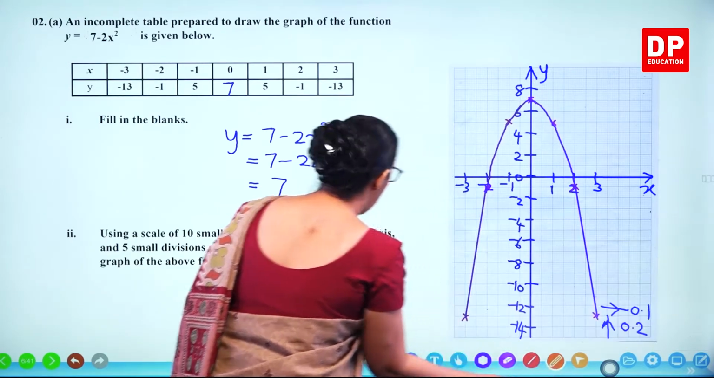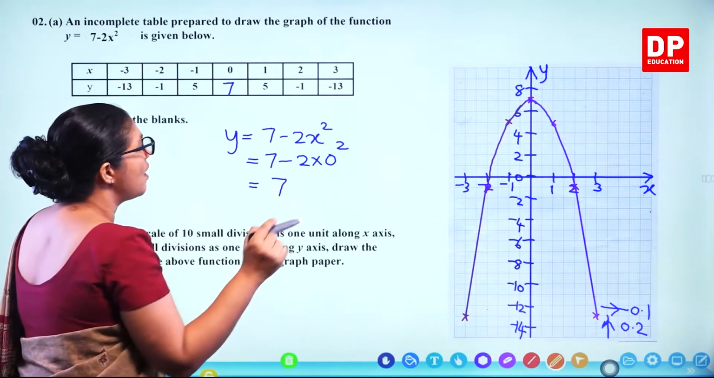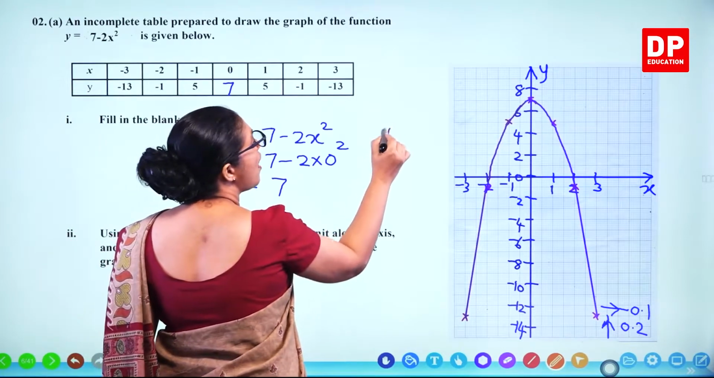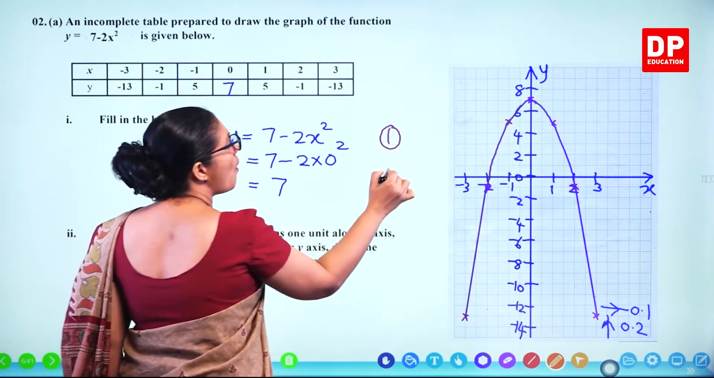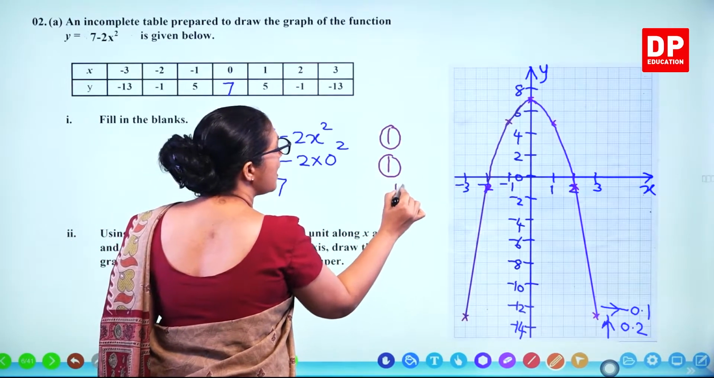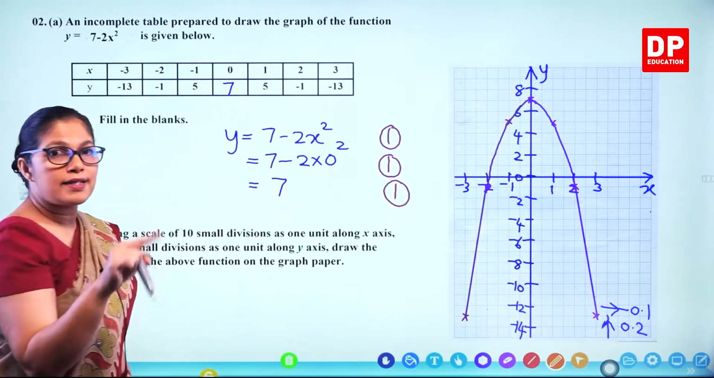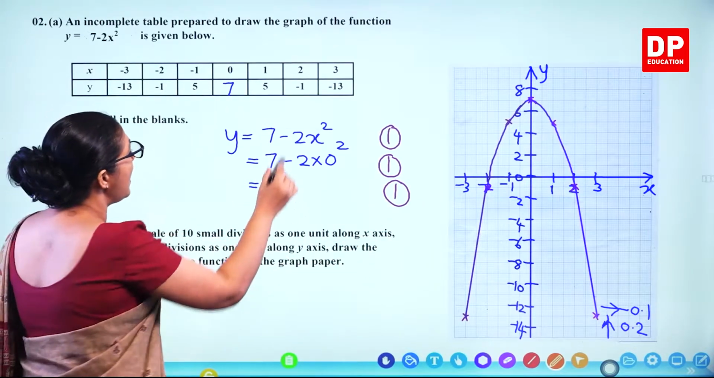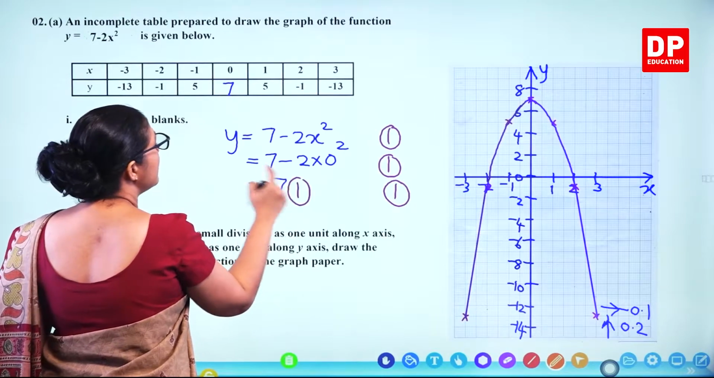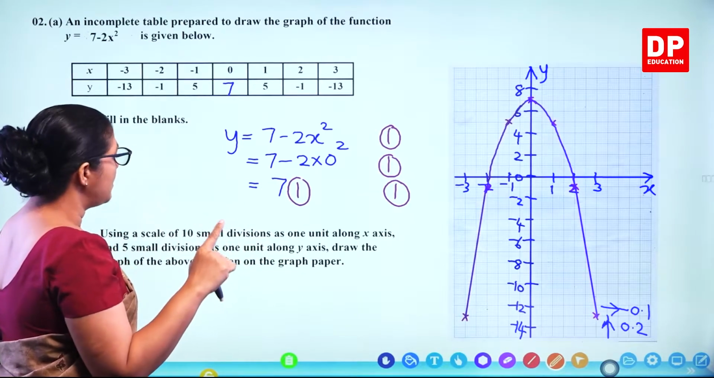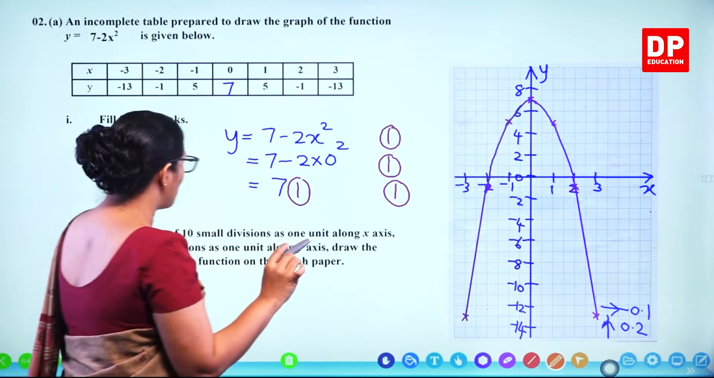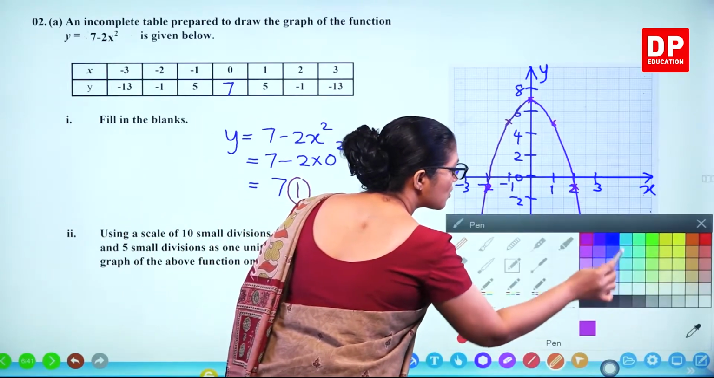Now we know always 3 marks for the graph. 1 mark for the scale, 1 mark for marking the points, and 1 mark for connecting the points smoothly. And you get 1 mark here. So altogether 8 marks for these 2 parts. So let's do the next one.